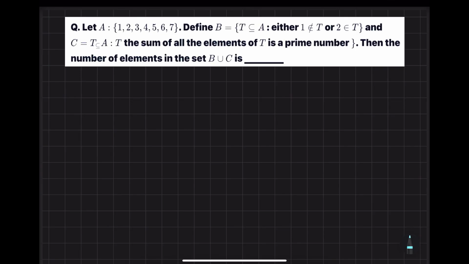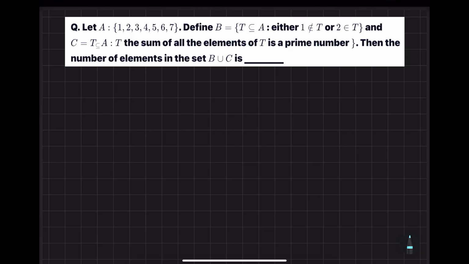So we got this situation. Let A equals {1, 2, 3, 4, 5, 6, 7}. Define B: T is a subset of A, such that either 1 belongs to T or 2 belongs to T. So this is a case of either-or, okay.